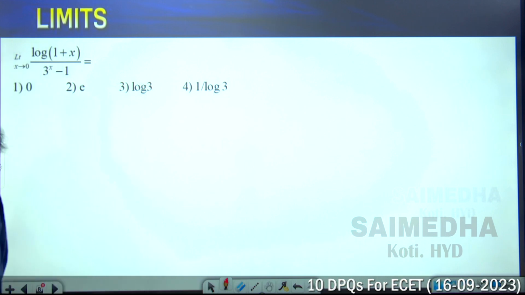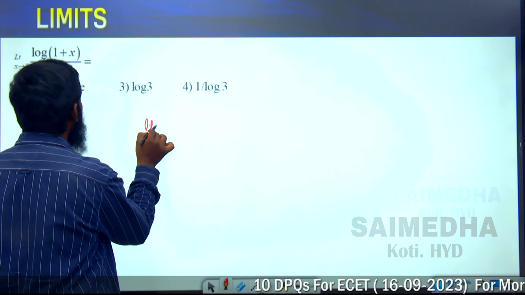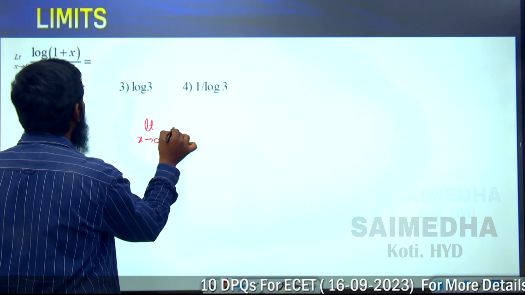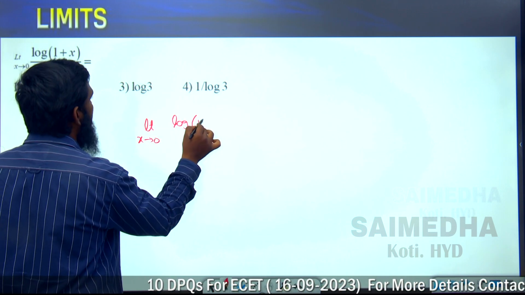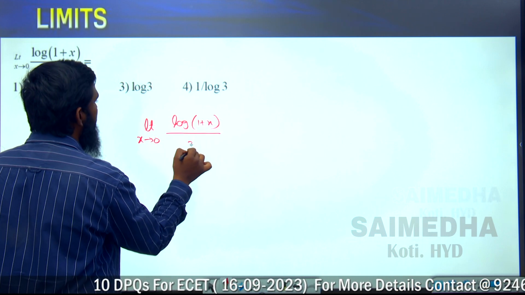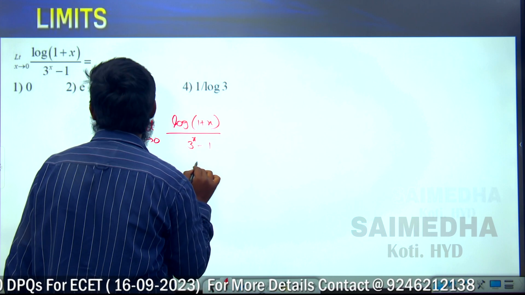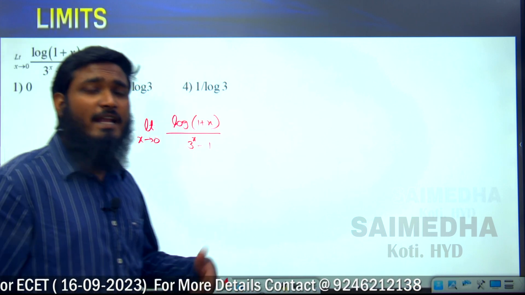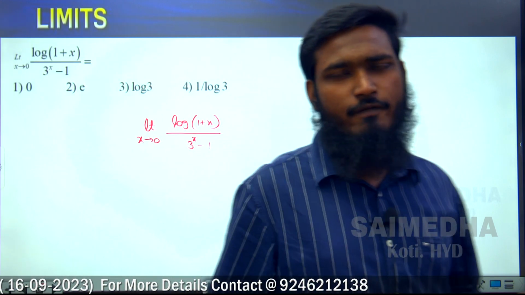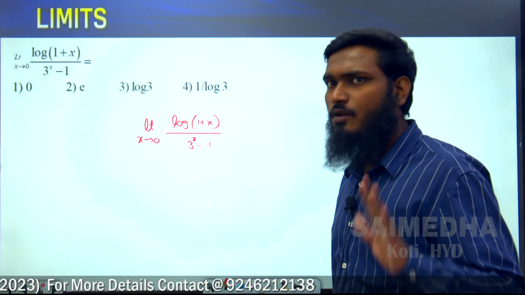Again it is a similar type of question. Let us see this part. Limit x tends to 0, log of 1 plus x divided by 3 power x minus 1. Now listen carefully. Again we are substituting the x value as 0. If you are getting the answer as 0 by 0, we have to apply the L'Hospital rule.